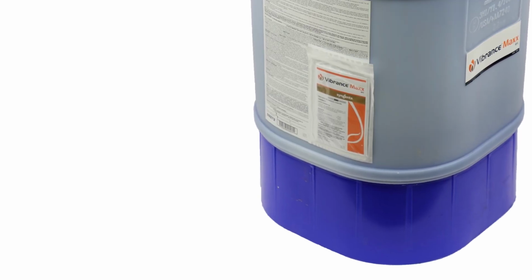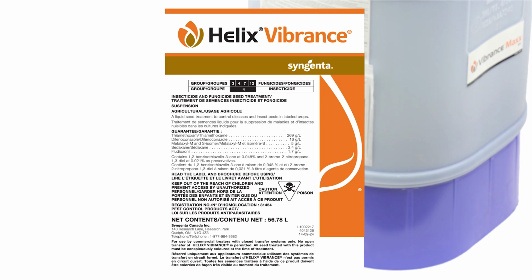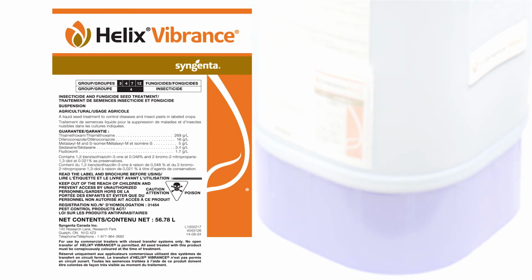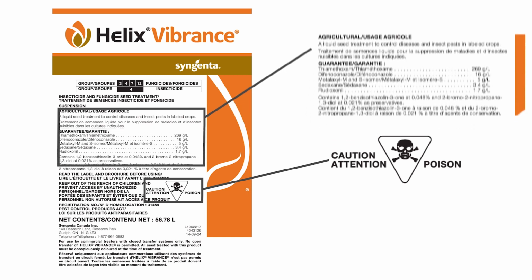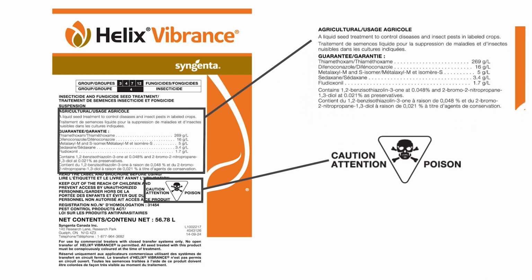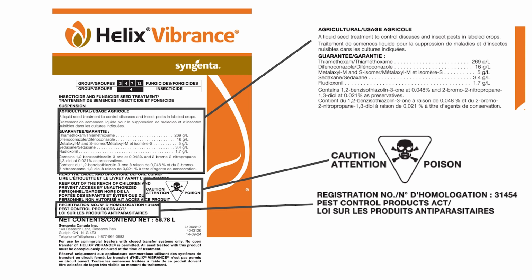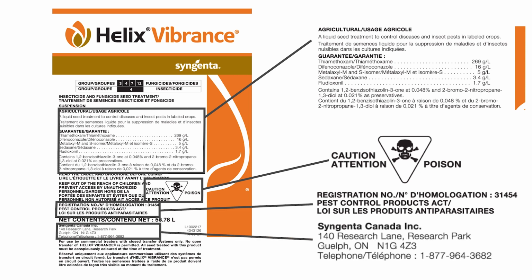A product's label is found adhered to its container. The primary panel of the product label is where you will find degree and nature of hazards, general use information, the active ingredient guarantee, the Pest Control Products Act registration number issued by Health Canada, and the name and address of the company that registered the product. Let's take a closer look.